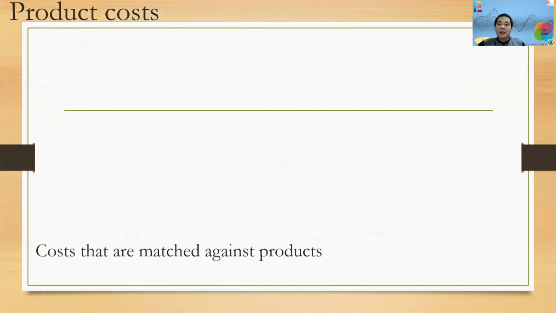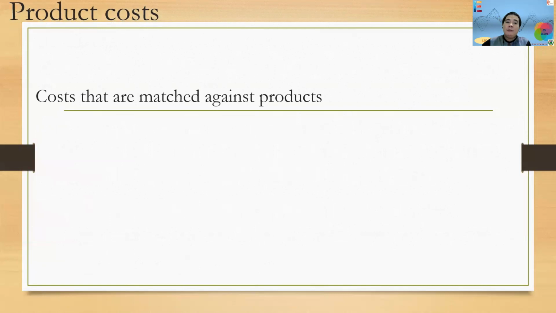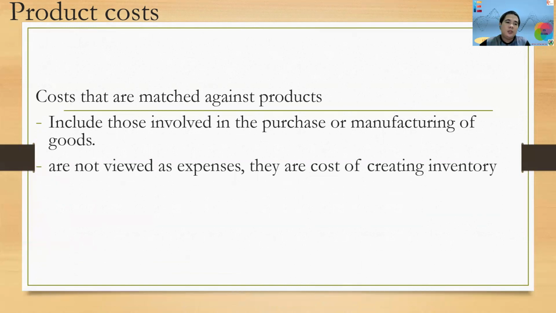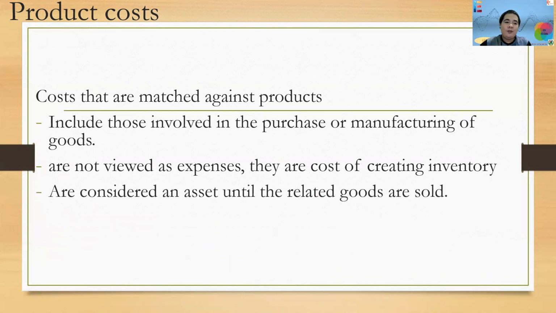So what is product cost? Product costs are matched against the product. They involve the purchase or manufacturing of goods, and this is not viewed as expenses. They are the cost of creating inventories, and it is also considered an asset until the related goods are sold.